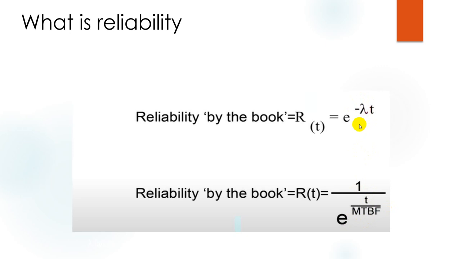Then the reliability, as we said, is the probability of running the equipment without failure for a certain period of time. This T is the certain period of time. That's why we find reliability at a certain time, considering here lambda, which is the failure rate, which is 1 over the mean time between failure.